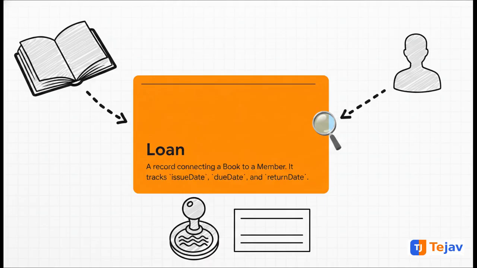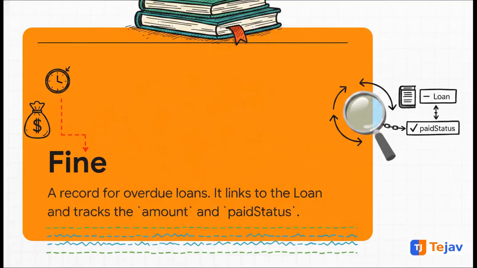Simple, but powerful. And it's going to happen. People are going to return books late, so we need a way to handle that. That's what the fine is for. It's a simple little record that gets automatically created when a loan goes overdue. It just keeps track of how much they owe and, hopefully, whether they've paid it.